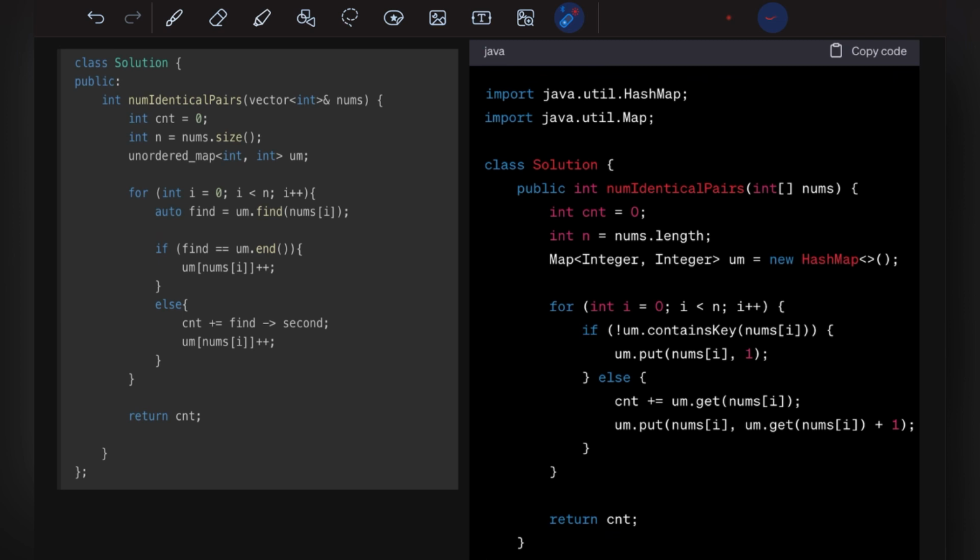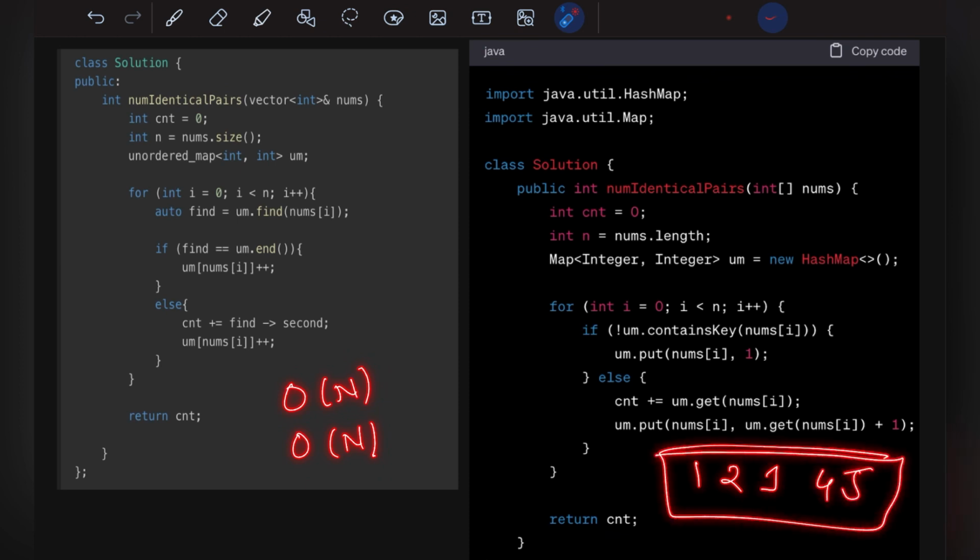If we discuss the time complexity, it would be O(n), and the space complexity would also be O(n), because in the worst case, say for example my array contains 1, 2, 3, 4 and 5, I need to push all the elements into my hash. Therefore my space complexity in the worst case would be O(n), and the time complexity would be O(n), because we are traversing the array exactly once.